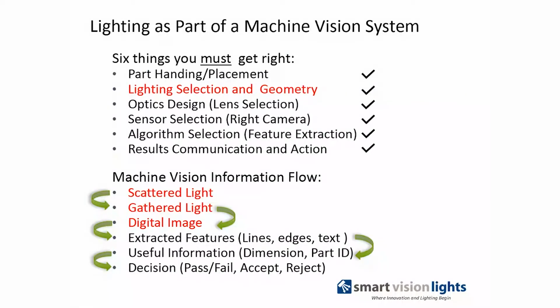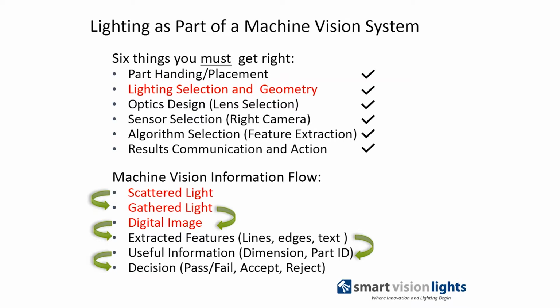So there are 6 things we have to get right to do this: part handling and placement, lighting selection and geometry, the optics, the sensor or right camera, using the right algorithm in your machine vision, and taking the results and taking action. Information flows through the system by scattering light, gathering light, creating a digital image, extracting features that are useful for the type of inspection in that digital image, and making a decision about pass and fail.